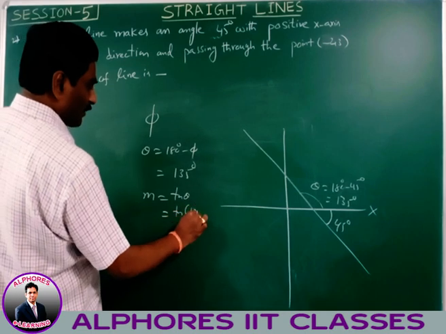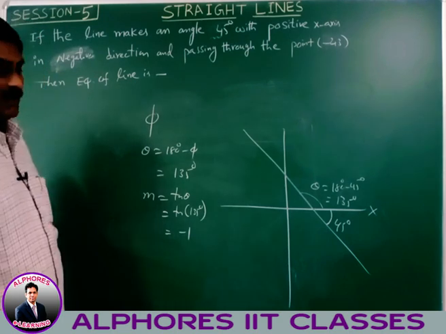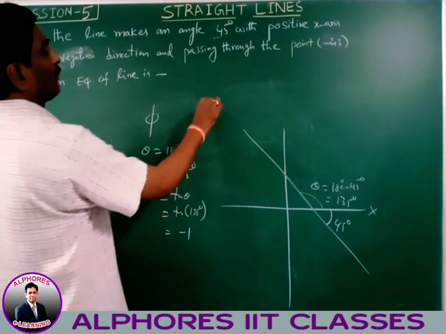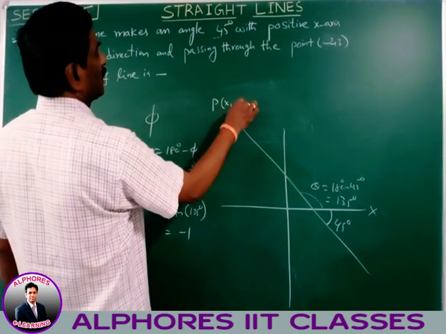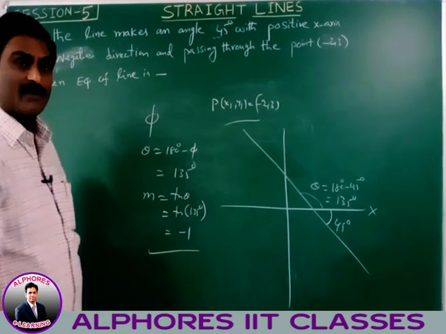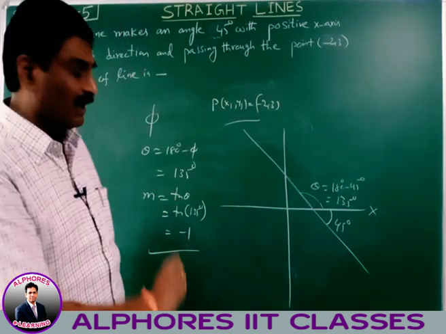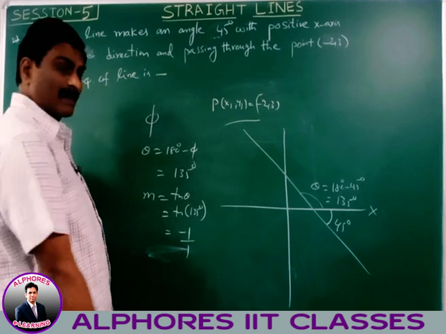Tan 135 means tan of 180 minus 45. That means in the second quadrant, the tan value is negative: minus 1. Slope is minus 1, and one of the points P(x1, y1) is what? Minus 2 comma 3. If the slope and point are given, what is the equation of the line? y minus y1 is equal to m into x minus x1. But with the direct formula, slope minus 1 means minus 1 by 1.